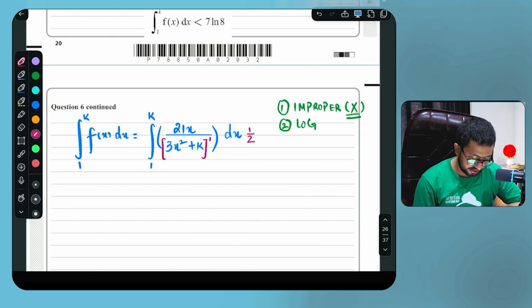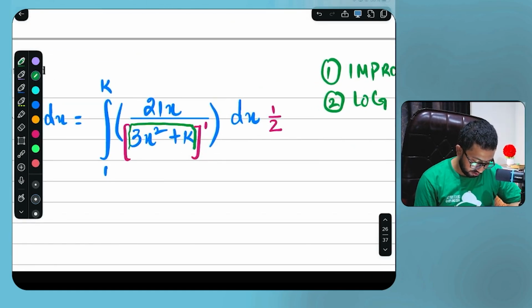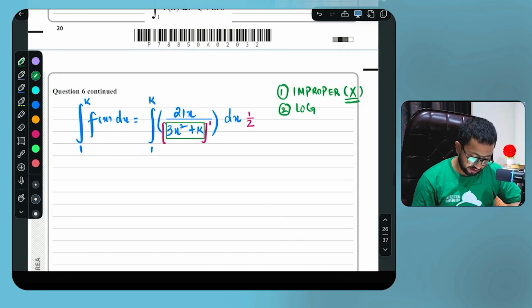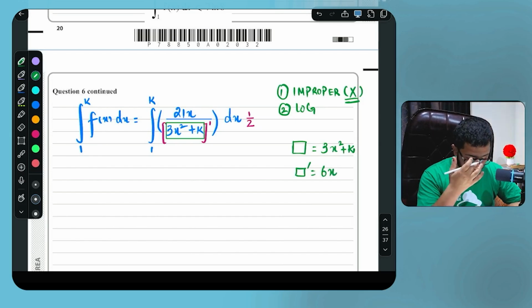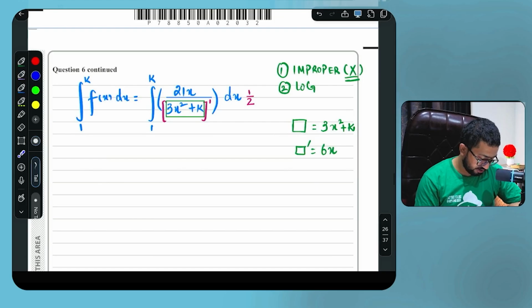Yes, the first condition is satisfied. And the second condition is that the derivative of the box should be present in the numerator. What is the derivative of the box? The box is 3x squared plus k. The derivative of the box is 6x. The derivative of k will be 0. So is 6x present in the numerator or not? You are thinking, sir, it's not present. But you can see x is present, so you only have to multiply by 6.